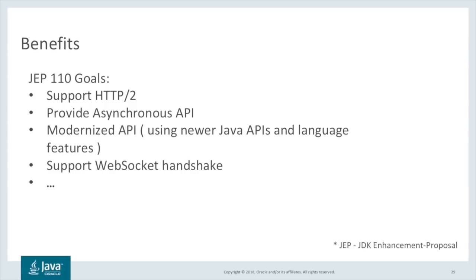Here are some of the goals that are listed in JEP 110. Support for HTTP/2, of course, as well as HTTP 1.1. Provide an asynchronous API, so as to get away from the blocking semantics of the existing URLConnection. Use more modern language features like generics and lambdas, as well as more modern platform APIs like CompletableFuture and the Reactive Streams interfaces. Additionally, there is support for the handling of the WebSocket upgrade and a low-level WebSocket API.